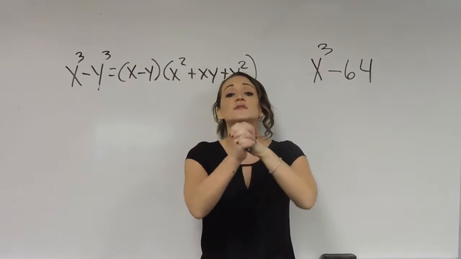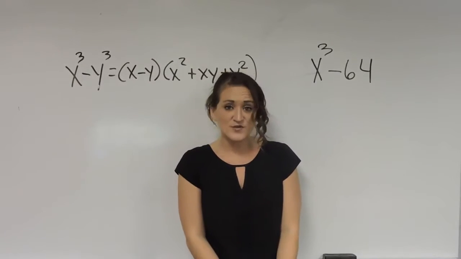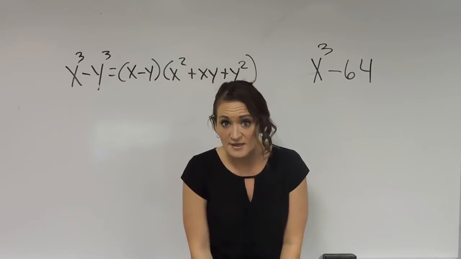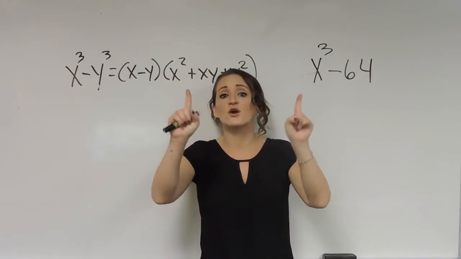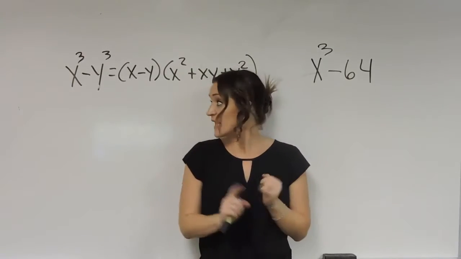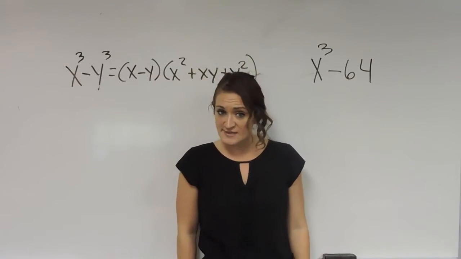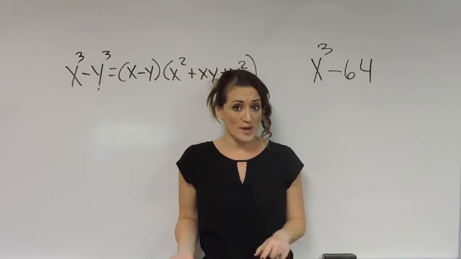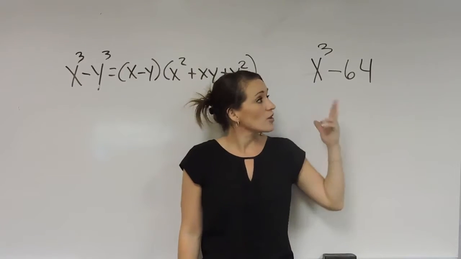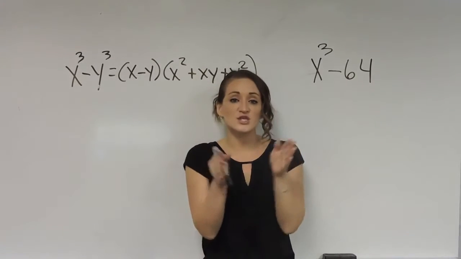When it comes to the difference of cubes, there are three main things that you need to look for. The first thing, which is the most obvious, is that you have two terms in your example, 1, 2. The second thing is that you have different signs. One is positive, one is negative, and we definitely have that here. Third is that they're both perfect cubes.